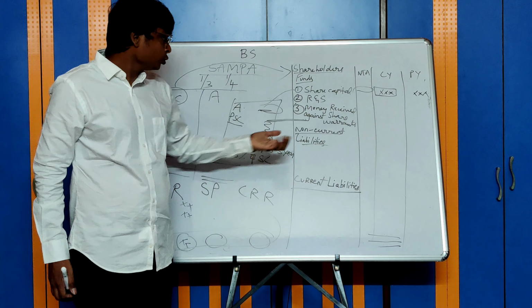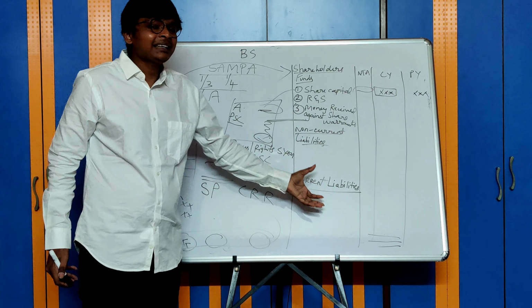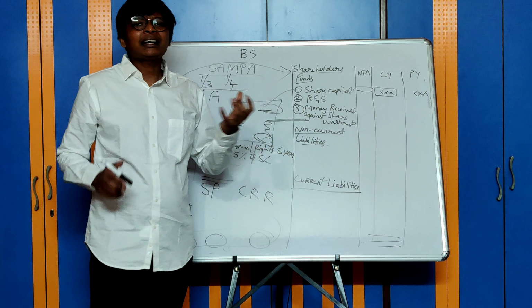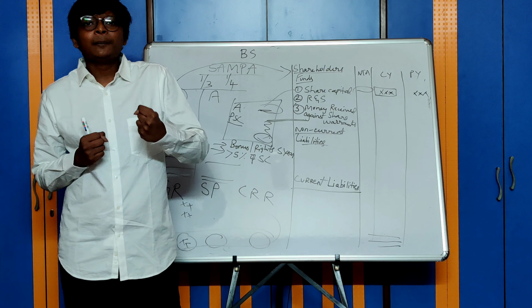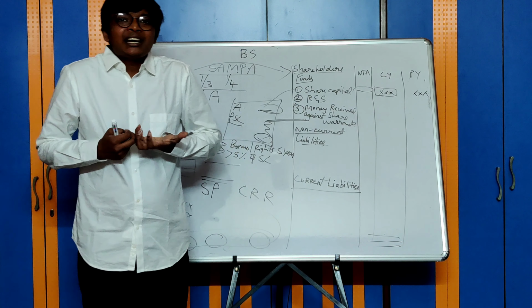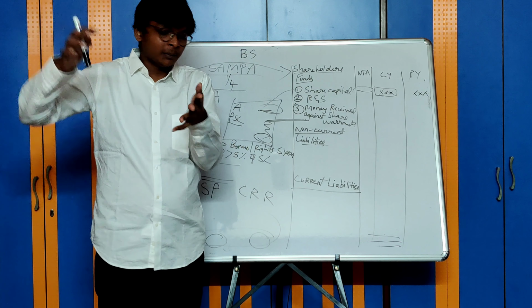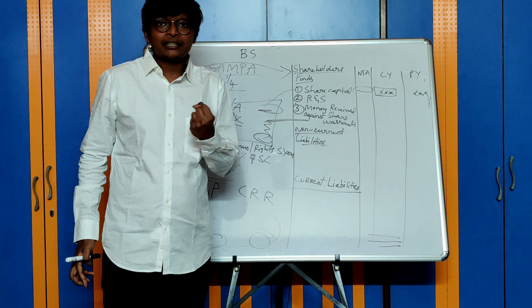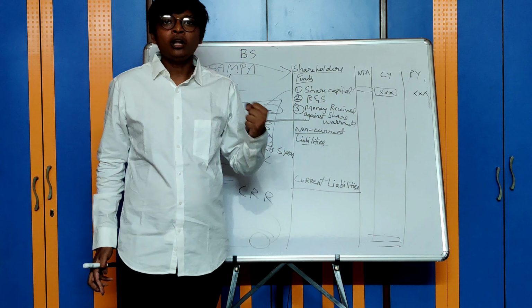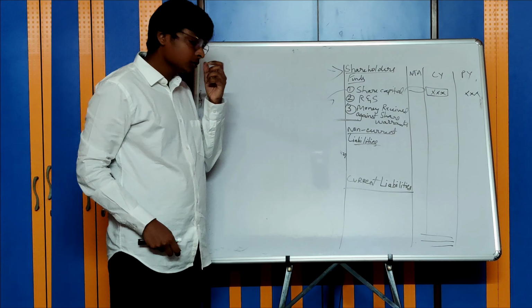Next, let us move into non-current liabilities and current liabilities. What are current liabilities? Current liabilities are those items which are expected to be settled within the financial year of 12 months. Non-current liabilities are those items which are not your current liabilities.